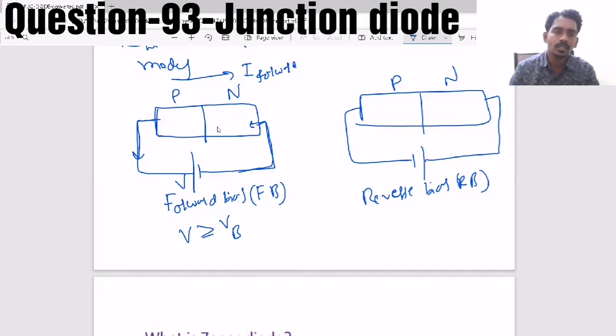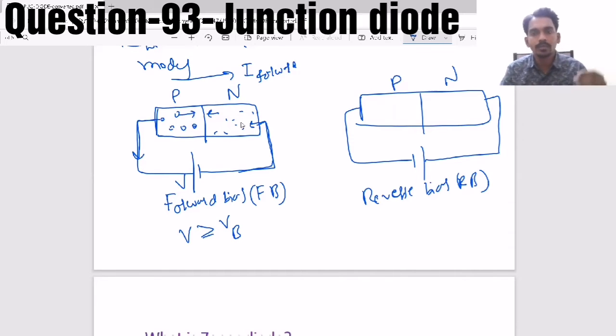And one more thing: in forward bias, P-type means more holes, so they get repulsion from the positive terminal. N-type means more electrons, so they get repulsion from the negative terminal. So majority charge carriers are crossing the junction. They are trying to diffuse into each other. That's why we call it diffusion current, and the current is due to majority charge carriers. That's why a huge current will come.